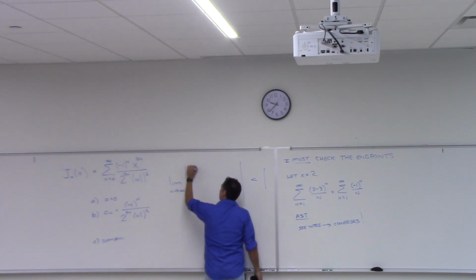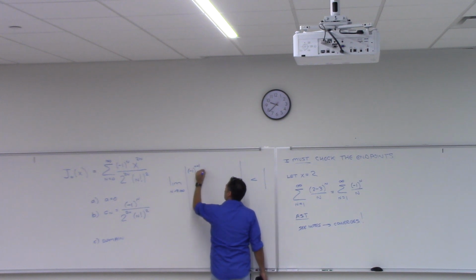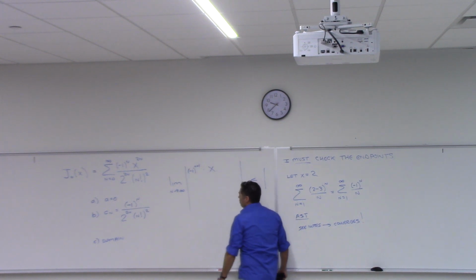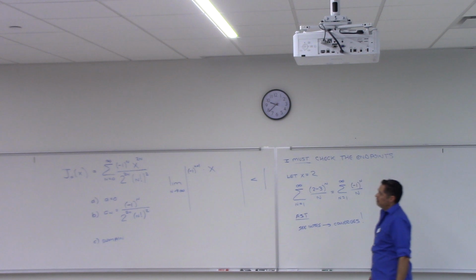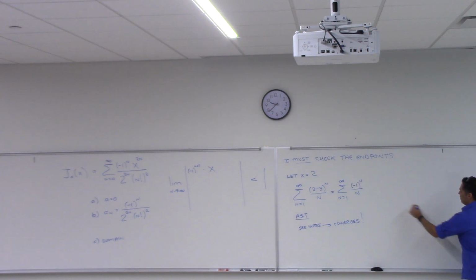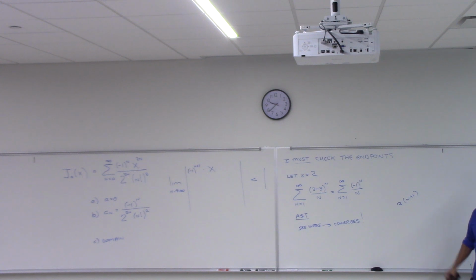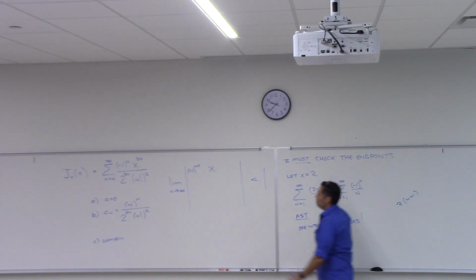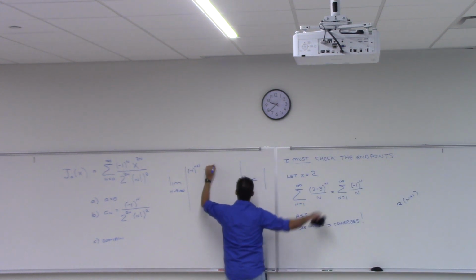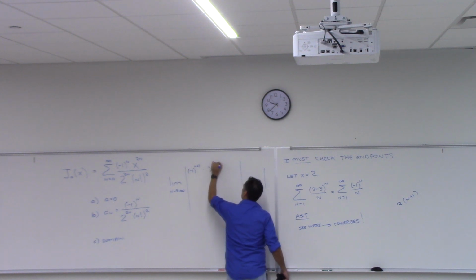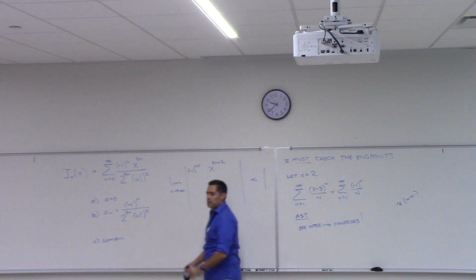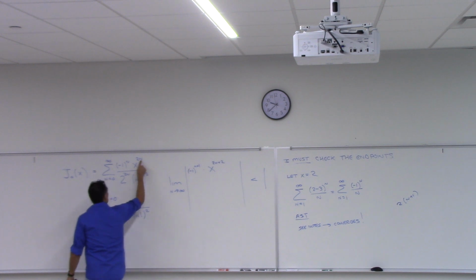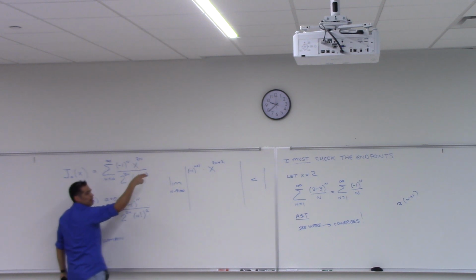-1 to the n plus 1 times x to the, drum roll, 2 parentheses n plus 1, right? That's what that would be. Distribute the 2. 2n plus 2. If I replace that n with n plus 1 and then distribute the 2, it will be 2n plus 2.